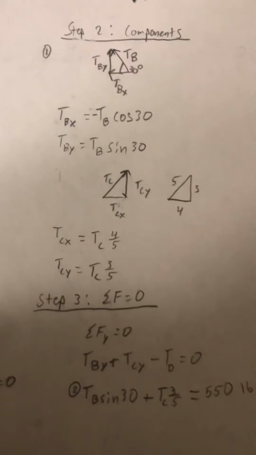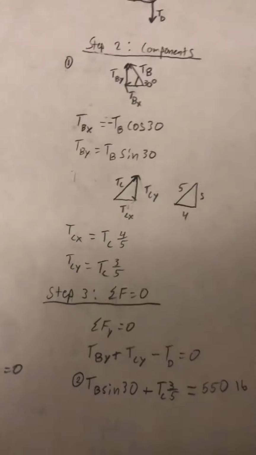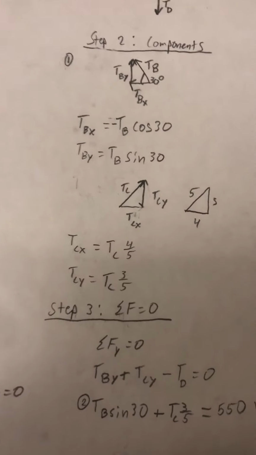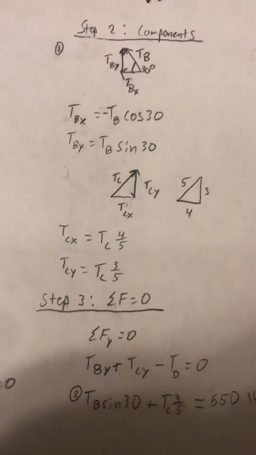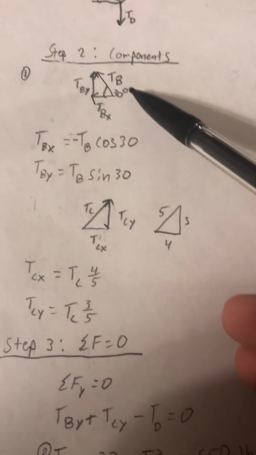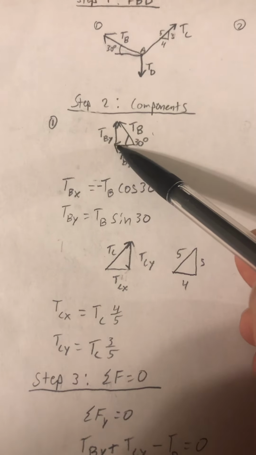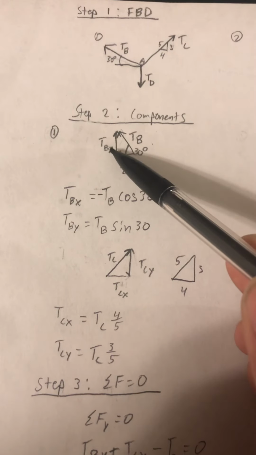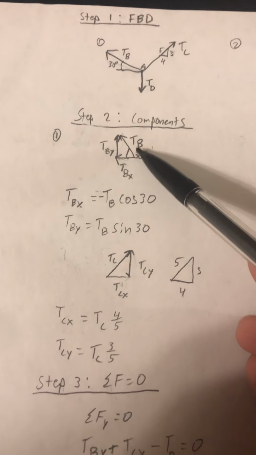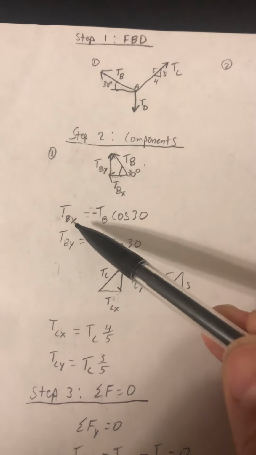So for step 2, I broke it up into components. I just drew the TB force right here, and then you draw in the X direction and in the Y direction. That gives you TBY and TBX with the angle right here. So that helps me get my components.